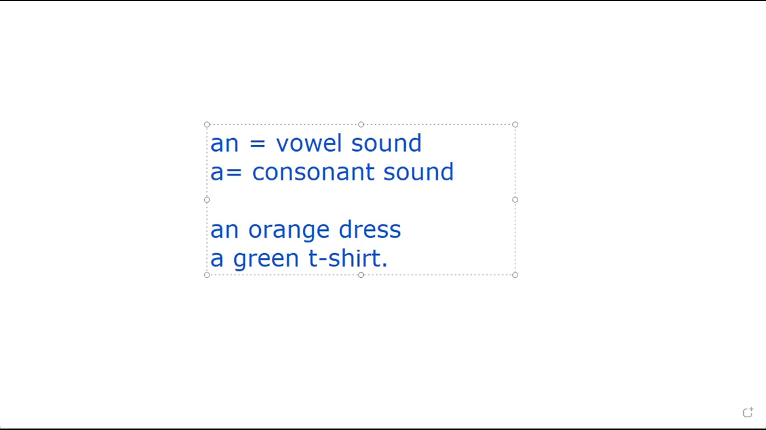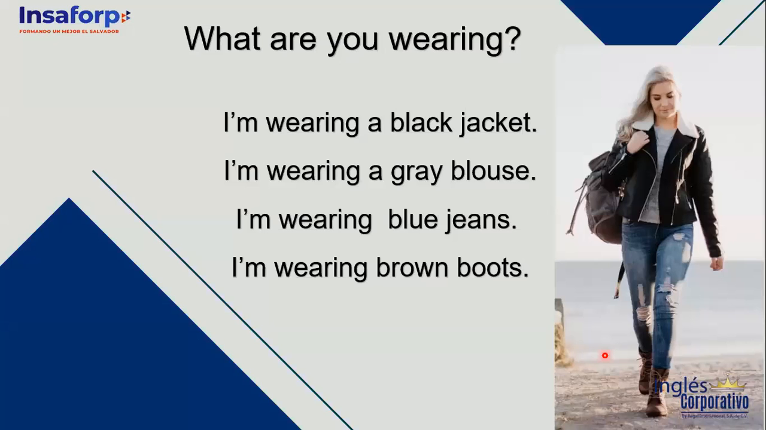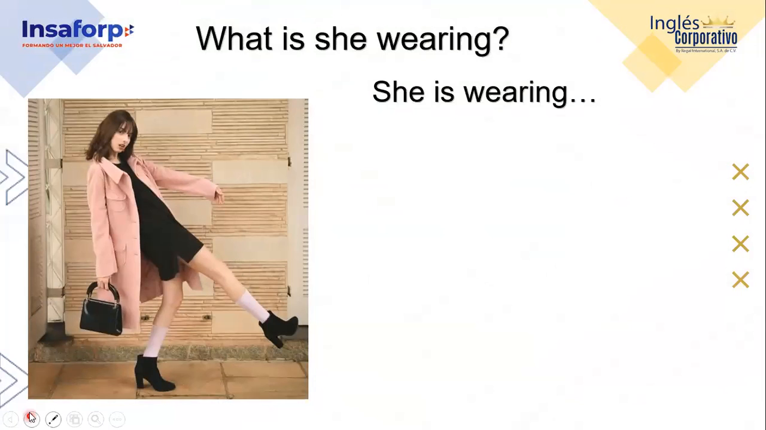Okay, Hilma. And Claudia say, I'm wearing gray and black dress. A gray and black dress. Okay, thank you. Let's continue. ¿Y qué pasa si es de una tercera persona? Then vamos a utilizar la siguiente pregunta. Look at the picture. What is she wearing? ¿Qué está usando ella?